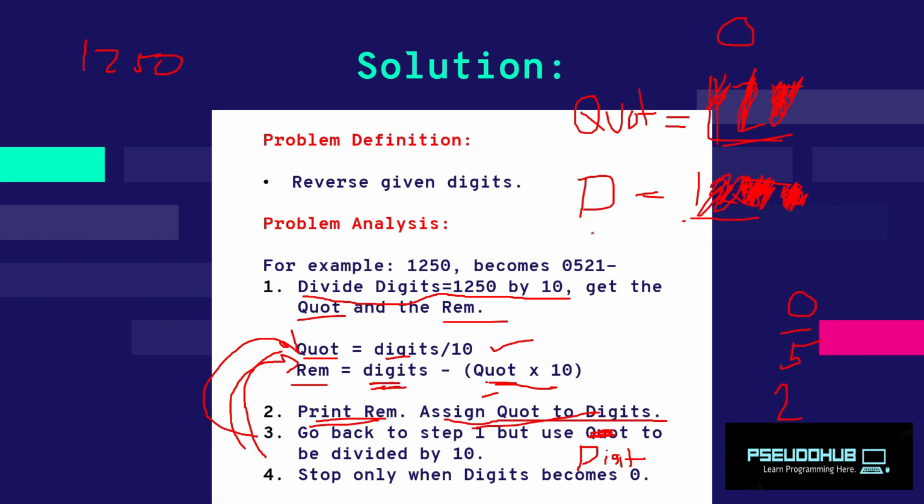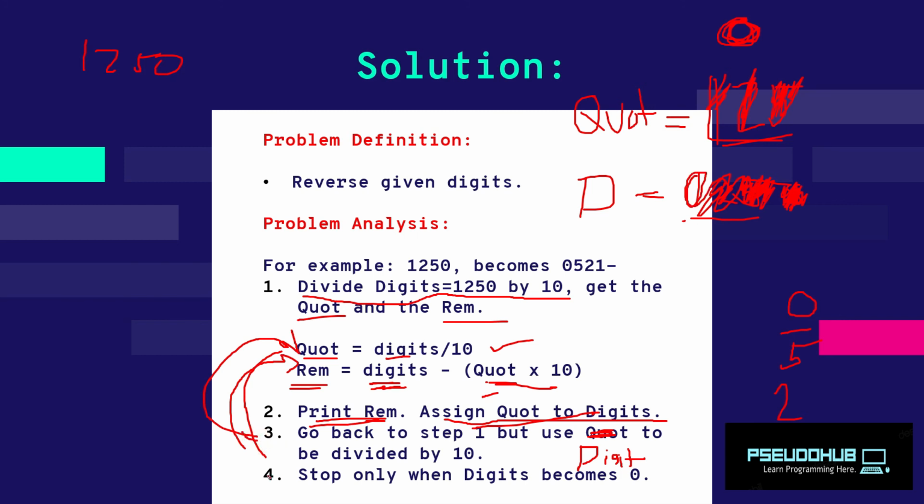So the digit is currently 1. So 1 minus 0, so 0. I know 1, right? 1 minus 0 is 1. So that's the remainder. So print this first. And then assign the quotient to digit. So the value of the quotient, which is 0, is what we give to digit. So digit becomes 0.